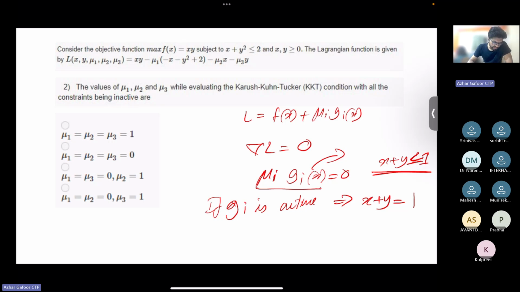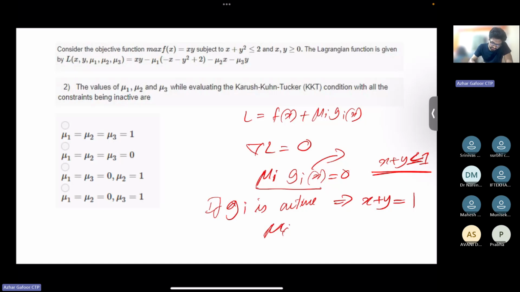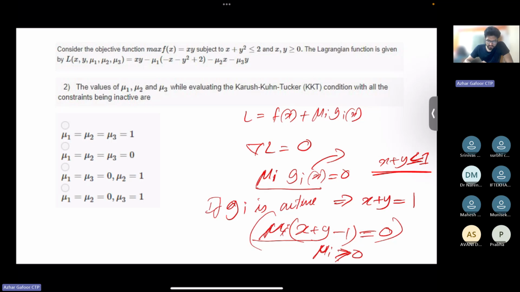So what we can say is that mu I into x plus y minus 1 has to be equal to 0. So this is needed for the condition, and mu I has to be greater than or equal to 0. So for all equal, if a condition is active, this has to be the condition, or all the inequality constraints has to satisfy this condition.